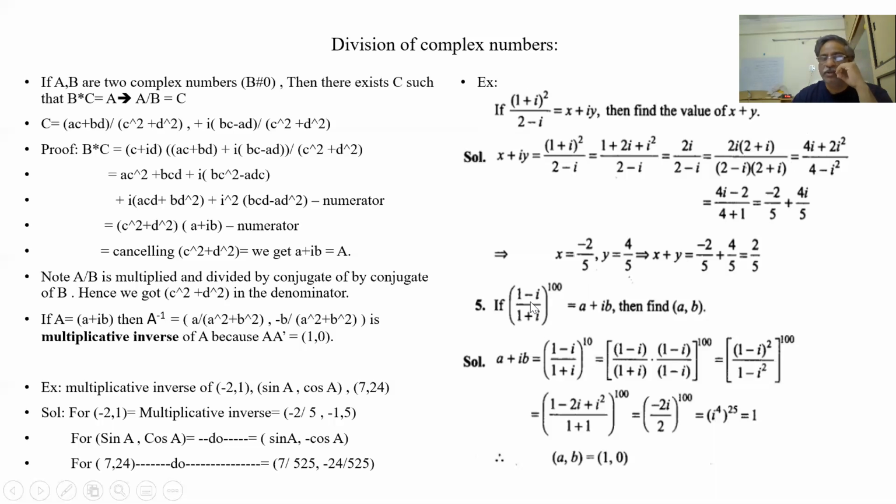Similarly here, first I have to convert this into x + iy. So (1 - i)/(1 + i) can be written by taking the conjugate of both, multiplying by 1 - i on top and bottom, giving (1 - i)² over 2 in the bottom. The bottom is 1 minus i², so 2. The top is 1 + i² minus 2i, so it becomes -2i/2. The 2 gets cancelled, giving -i. Then i to the power of 100: 100 means i to the power of 4, so that means 1. So this can be simplified. First you have to simplify using the conjugate, then you see that i to the power 100 is nothing but 1.